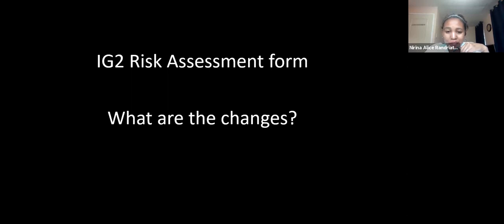So for clarification, first of all, for those of you who will submit your risk assessment soon, you do not actually need to switch to the new one. You can still submit your old risk assessment using the old form. You don't need to switch, not yet, but maybe in the future, of course, they will remove the old form and we will all use the new one.